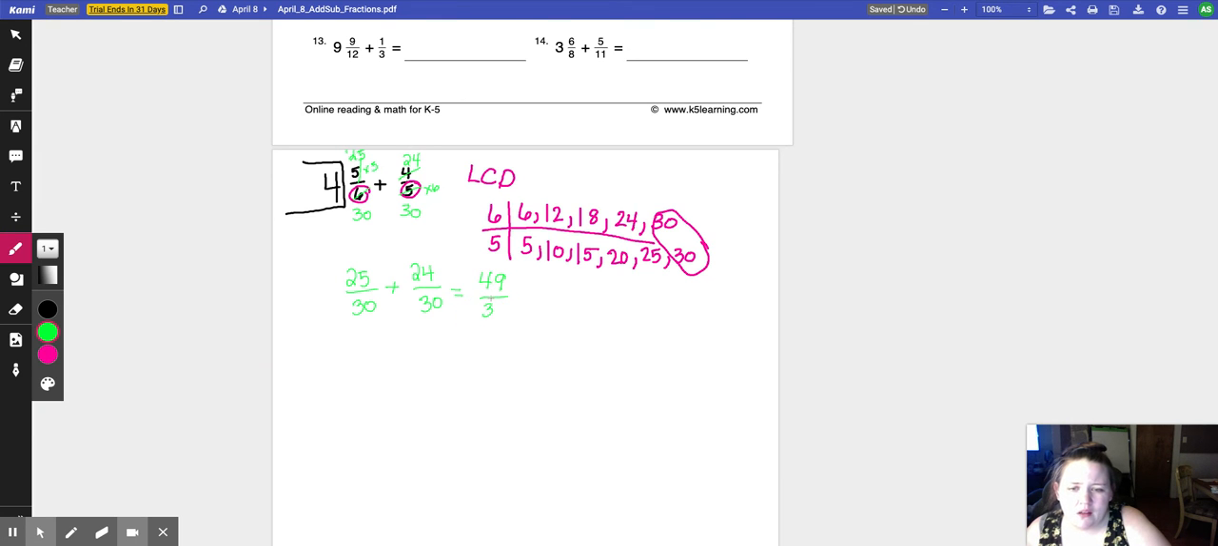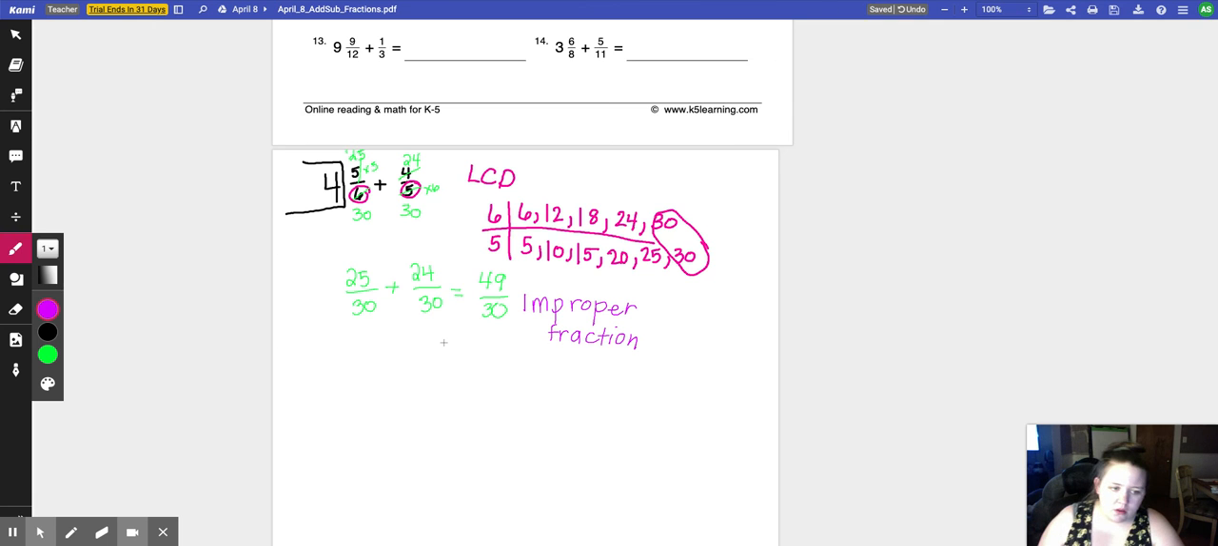49 over 30. Now, I can look at this fraction and I can see that my numerator is significantly larger than my denominator. So this is what we call, remember, an improper fraction. Handwriting is atrocious with this thing. Oh my goodness, learning curve. All right, so in order to change an improper fraction to a mixed number, I have to turn it into a division problem.